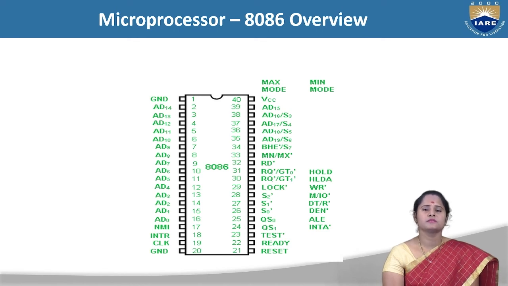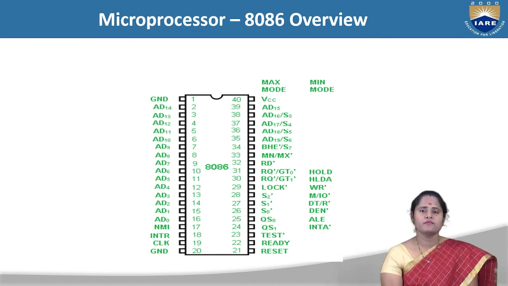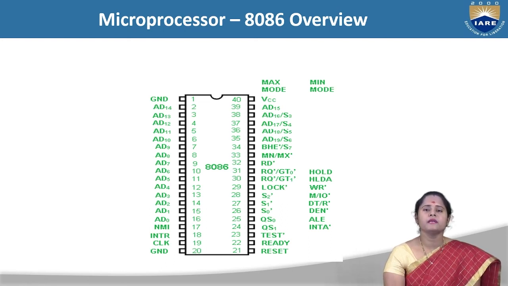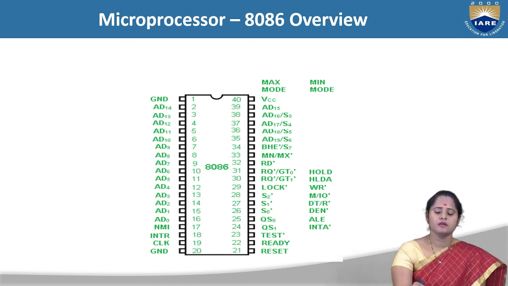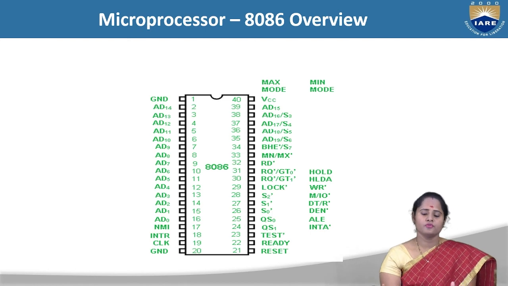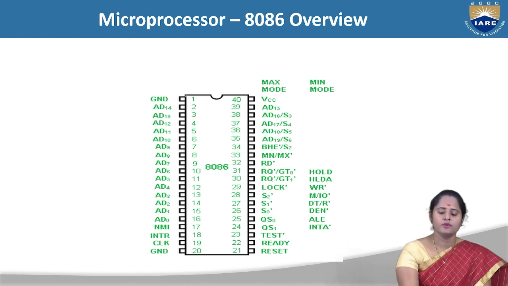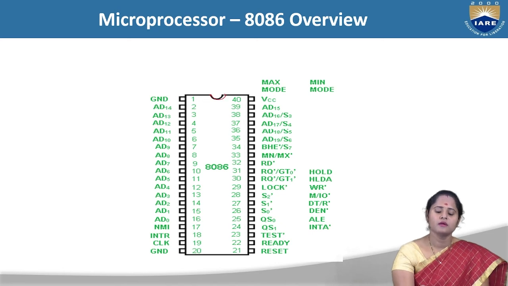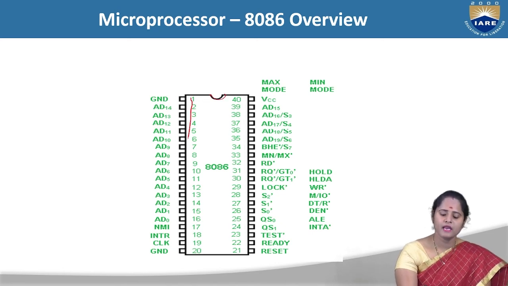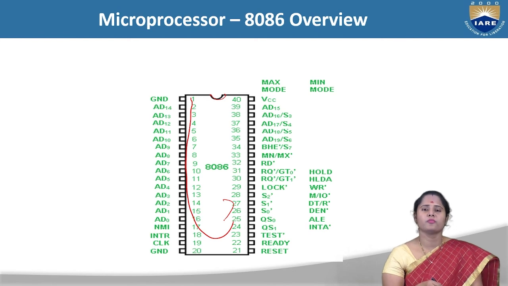So next, as we have discussed the execution unit and bus interface unit, you can see this is a pin diagram of my 8086 microprocessor. If you see any IC, it will have a notch here. From the notch, on the left side, you need to count the number of pins anti-clockwise.